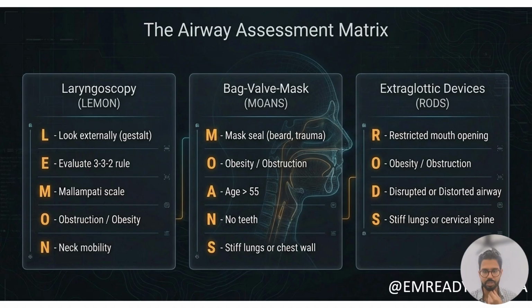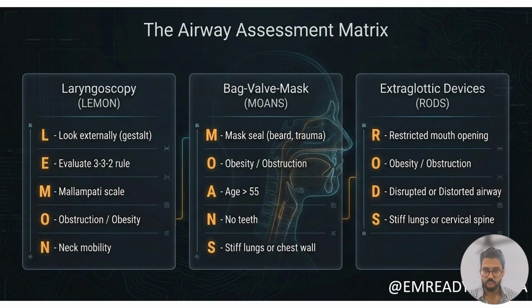So is there a beard? Is there facial hair? Is there trauma that causes an asymmetry in the face that prevents a mask from properly sealing? Look for obesity and obstruction. Similarly, you're going to see obesity and obstruction on the laryngoscopy as well. But that's another factor, because when a patient's obese and there's redundant tissue, that can have an impact on the efficacy of BVM. Similarly, if there's an obstruction, that can have an impact as well.